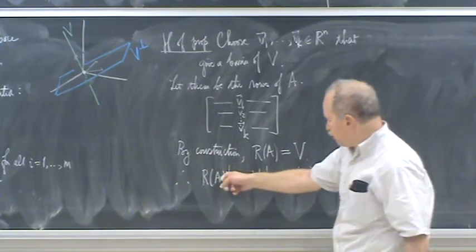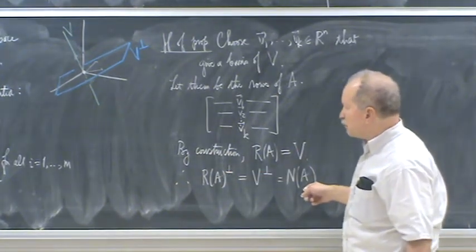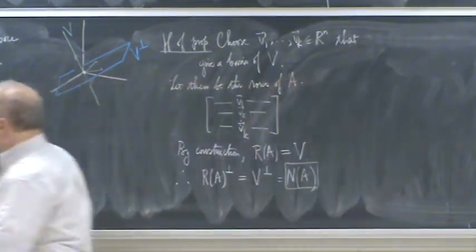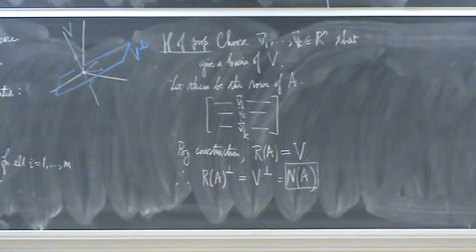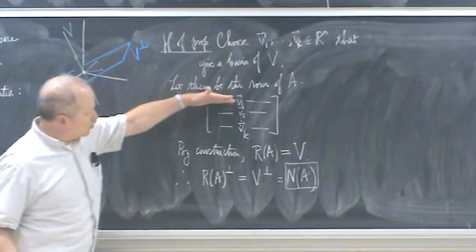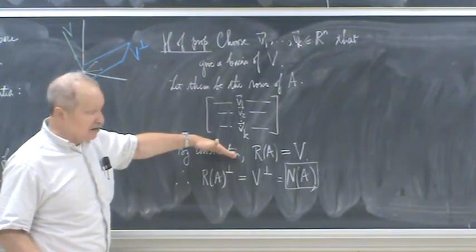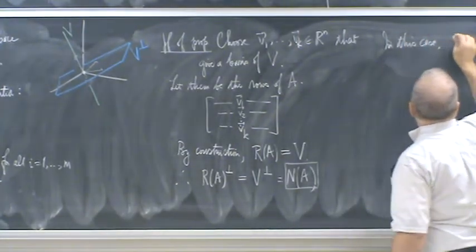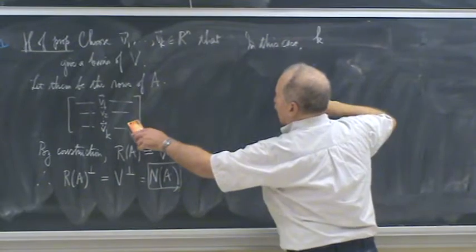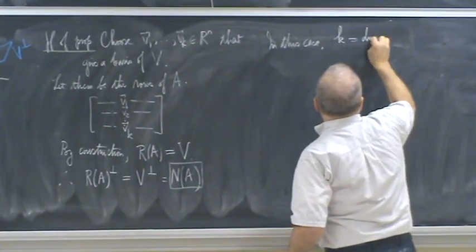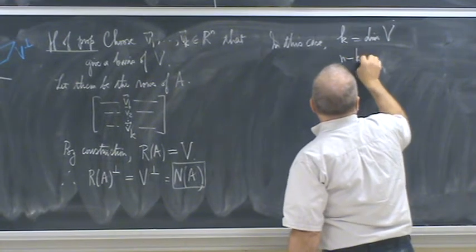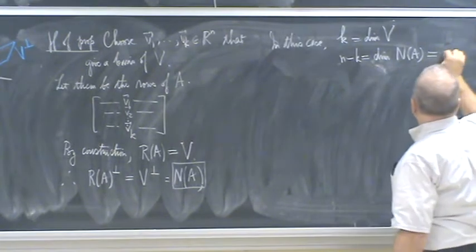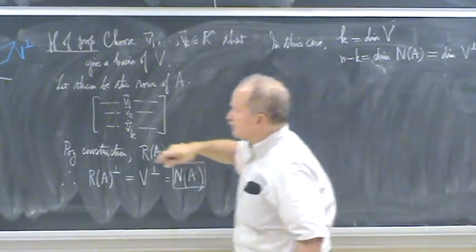Okay, so by construction, the perp of the row space is the null space of A, but what about dimensions now? What's the dimension of the null space? N minus R, and R is the dimension of V, because these were all linearly independent vectors, so the rank is K. So here, K is the number of vectors I have to give me a basis for V, and N minus K is the dimension of the null space, which is V perp. So that's this.